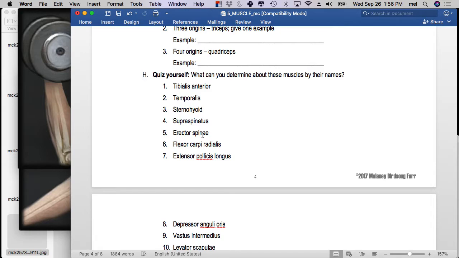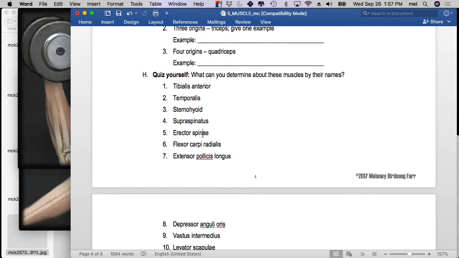Erector spinae. There's a decent amount of information in that name. So somebody raise their hand and tell me what they glean from the name erector spinae. Well, it's down along the spine and back, and it makes it straight. The fibers are straight. Yeah? Fibers are straight up and down.